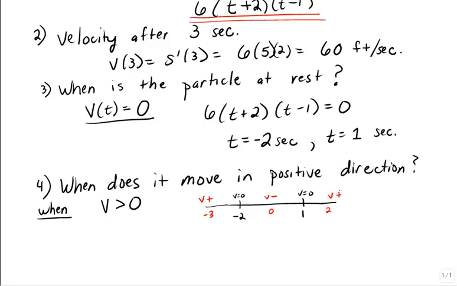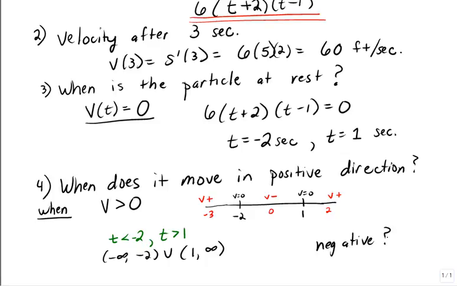So it's going to move in the positive direction for t less than negative 2 and t greater than 1. So from negative infinity to negative 2, and from 1 to infinity, we're moving in the positive direction. The negative direction is when the velocity is negative, and that's between negative 2 and 1.